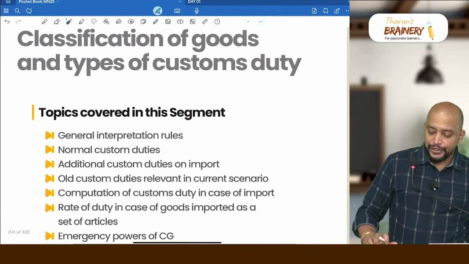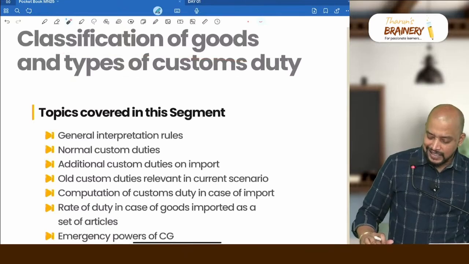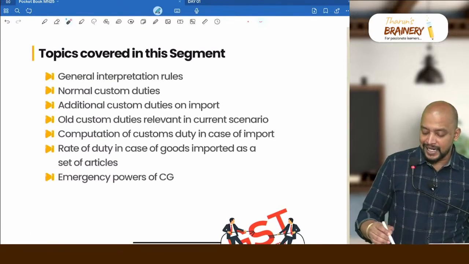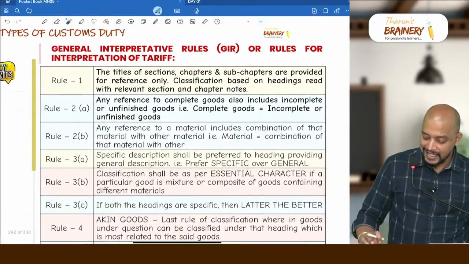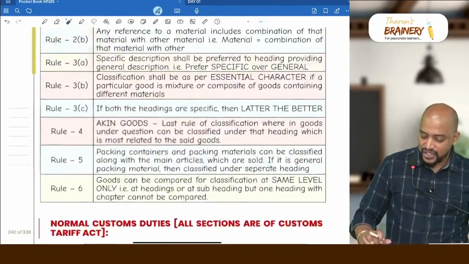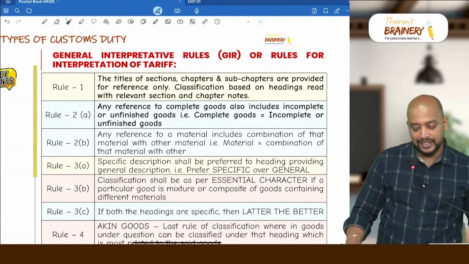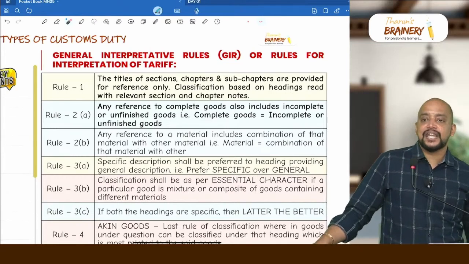So now we are moving on to classification of goods and types of customs duty. In this classification, we have general interpretative rules and various customs duties payable, etc. You can see here the first one, that is general interpretative rules or rules for interpretation of tariff. For what purpose are these rules? For the purpose of classification.